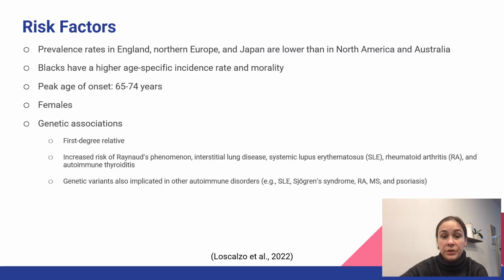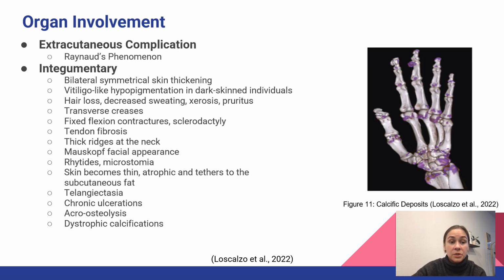For the risk factors for scleroderma, the prevalence rates in England, Northern Europe, and Japan are lower than in North America and Australia. Blacks have a higher age-specific incidence rate and mortality. The peak age of onset is 65 to 74 years. It occurs more often in females, and there are also genetic associations, especially with first-degree relatives. There is also an increased risk of Raynaud's phenomenon, interstitial lung disease, systemic lupus erythematosus, rheumatoid arthritis, and autoimmune thyroiditis. Genetic variants are also implicated in other autoimmune disorders such as systemic lupus erythematosus, Sjogren's syndrome, rheumatoid arthritis, multiple sclerosis, and psoriasis.